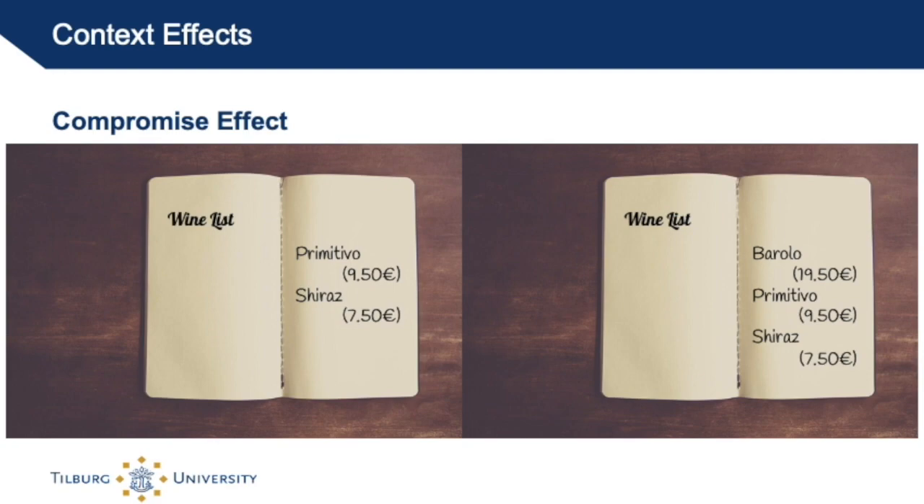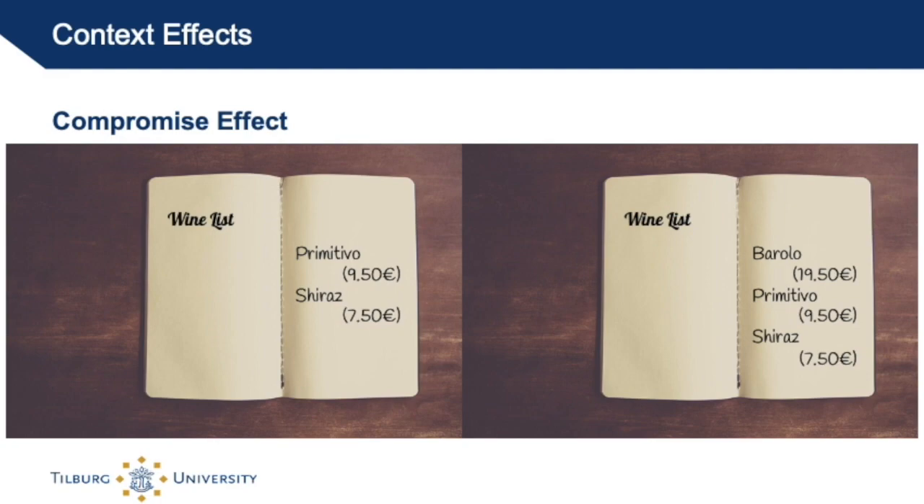But now, if you take a look at the wine list on the right, what happens if we add one ridiculously expensive option to the wine list? Let's say we add a Barolo for €19.50. Surely it tastes best. Who doesn't like a good Barolo? But it's also so much more expensive. This means that now many more people will settle for the middle option, the Primitivo for €9.50.